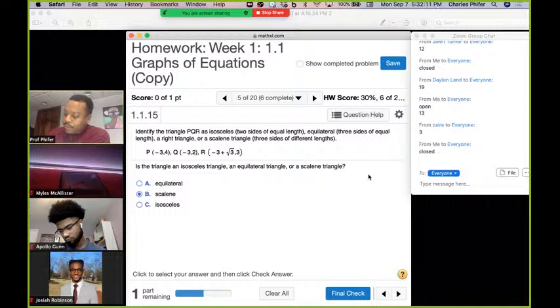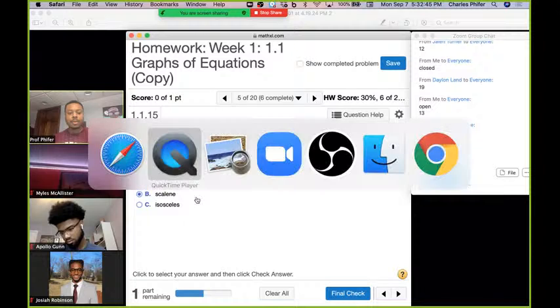Okay? So this is question number 5 from this assignment. It comes from section 1.1, number 15. We have the 3 points. P is going to be -3, 4. Q is going to be -3, 2. My ears are burning. R is going to be 3 plus √3, 3. Well, we don't know if that's the answer, so we're not going to submit that yet.